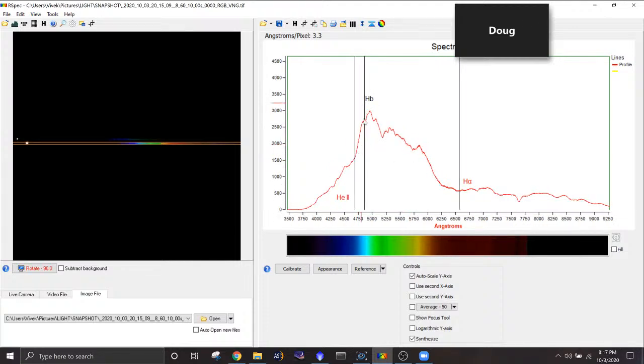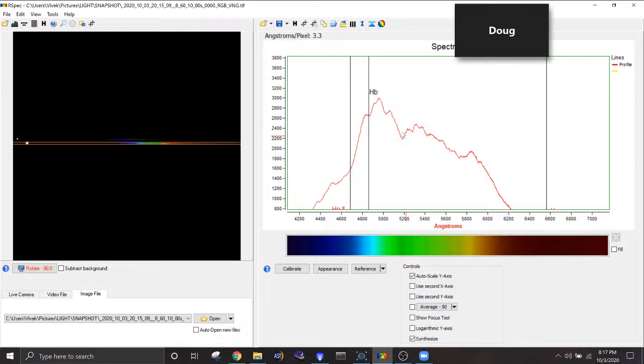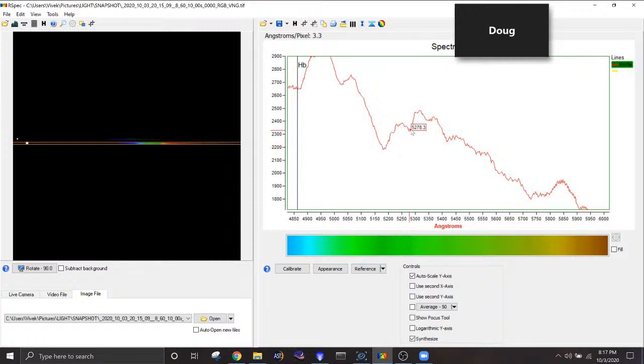You tend to have stronger hydrogen lines as you get more massive and hotter, and they're not as strong with these types of stars. But you see more metal lines, which are all of these little bumps over here. Some of these are the ones around this region over here. These are magnesium lines.